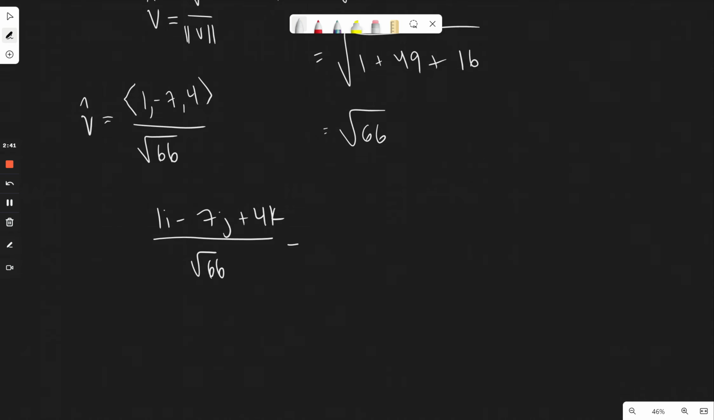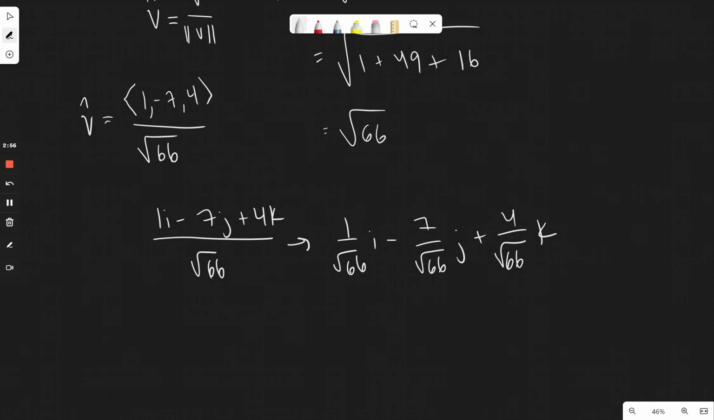You could either leave it like this, or you could say 1 over square root 66 i minus 7 over square root 66 j plus 4 over square root 66 k, but we always like to rationalize our numbers. I just picked random numbers, and maybe I should have picked a nicer looking square root, but you're going to see a lot of ugly square roots, so I don't really think it matters. So once we rationalize it, we're just multiplying the top and the bottom both by square root 66 to rationalize the denominator.